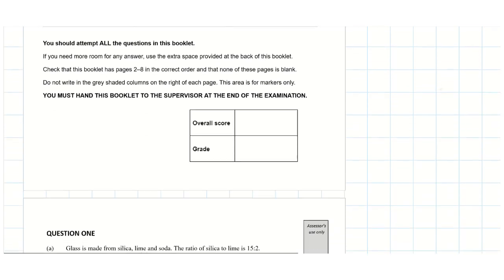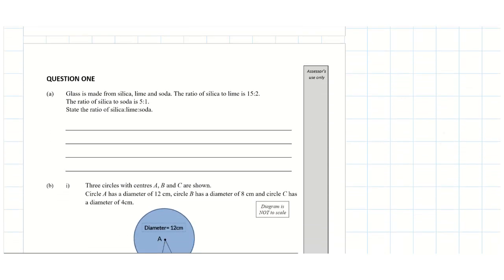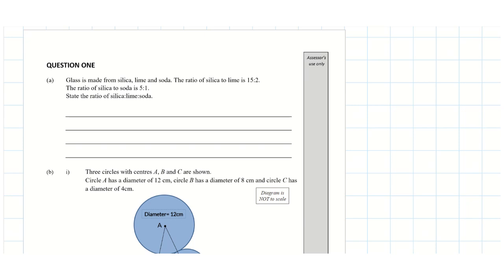So let's have a look at question 1 then. Let's make sure that we know what we're doing here. So glass is made from silica, lime, and soda. So we've got these 3 items that we're working with here. The ratio of silica to lime is 15 to 2. And the ratio of silica to soda is 15 to 1.